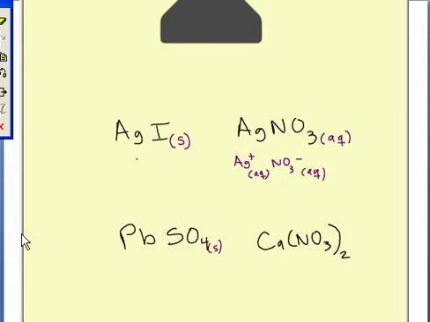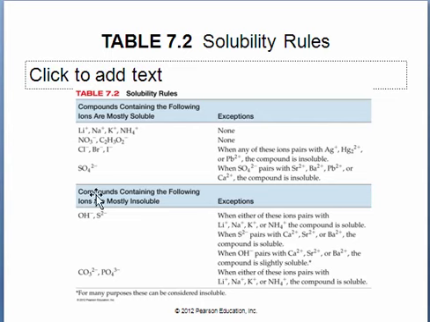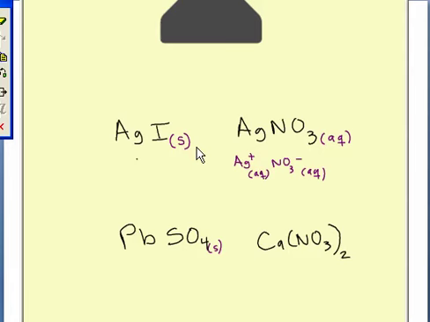Calcium nitrate. If I look here, I don't see calcium anywhere, but here is nitrate, and it has no exceptions, so anything with nitrate is going to be AQ. So if this was dissolved in water, it's going to dissociate, since it's an ionic compound, into the calcium cation and then 2 nitrates.